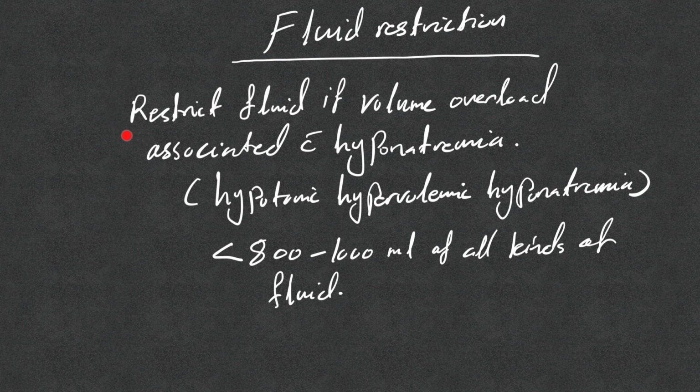I only use fluid restriction if there is associated hyponatremia, or what we call hypotonic hypervolemic hyponatremia. And when I do fluid restriction, I usually restrict to less than 800 to 1000 ml of all kinds of fluid. Remember, if you drink water day and night, water does not give you volume, but it will induce hyponatremia. The issue with volume overload, as we explained, is salt intake. So only if there is hyponatremia, I use fluid restriction. So not every single one with volume overload needs fluid restriction.